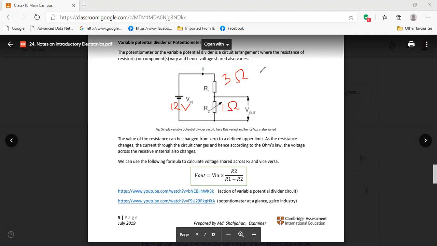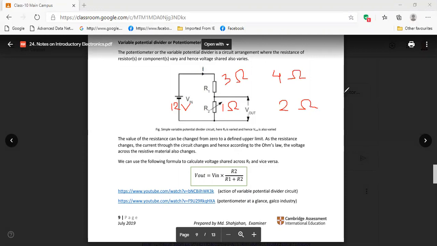V2. Here, for this one, for example, we are having 4 ohms for R1. And R2 is 2 ohms. Then what will be V out? It is 4. Then what will be the voltage across R1?